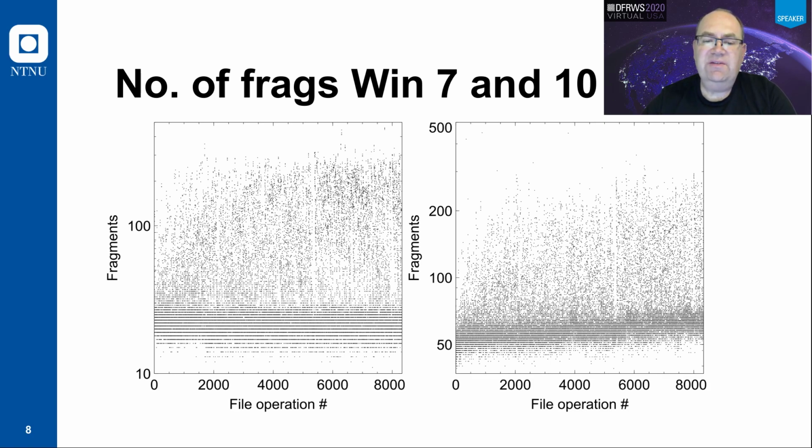We see there are lines at the bottom where Windows 10 starts at about 50 fragments per allocation, and Windows 10 is somewhat below that.